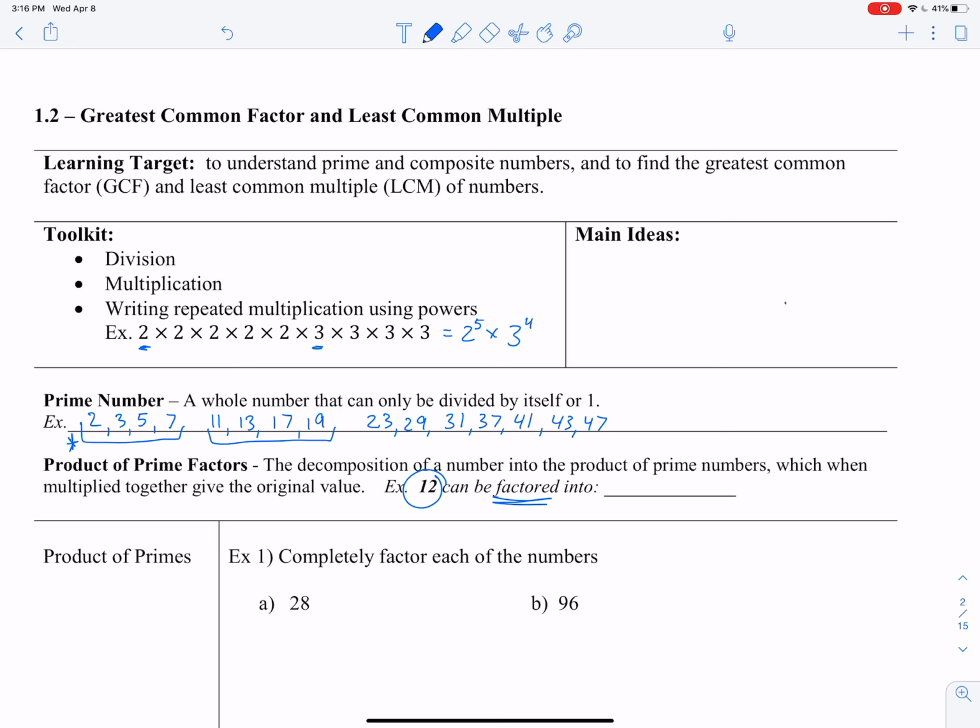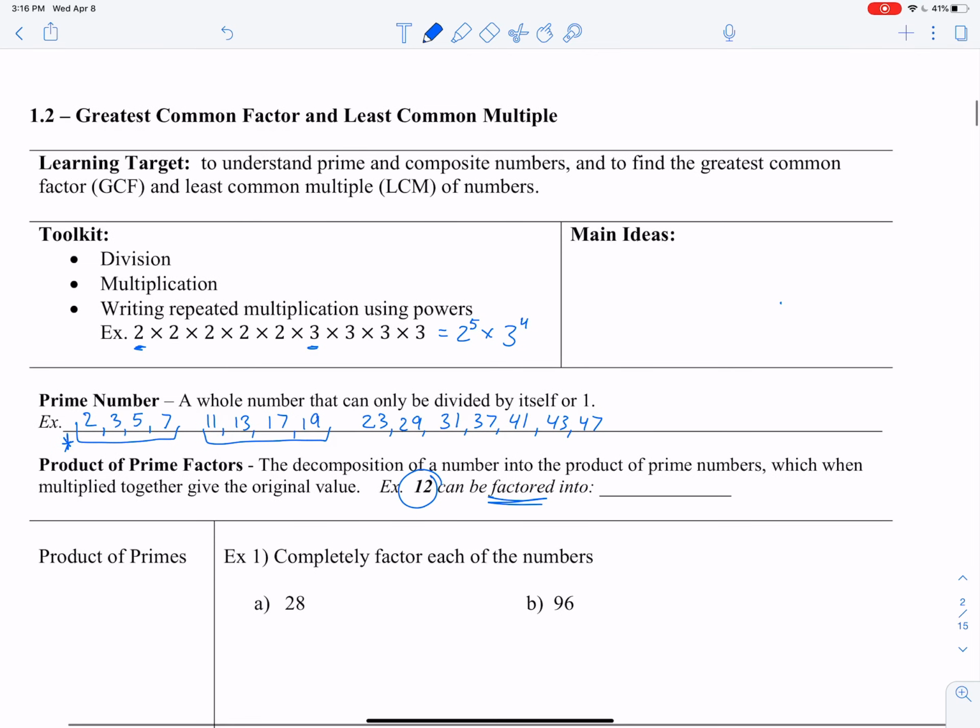On the side here. Okay, so here's 12. If we think of numbers that can divide into 12, you might think of the number 3 can divide into 12. You might think the number 2, the number 4. So these are all factors of 12.